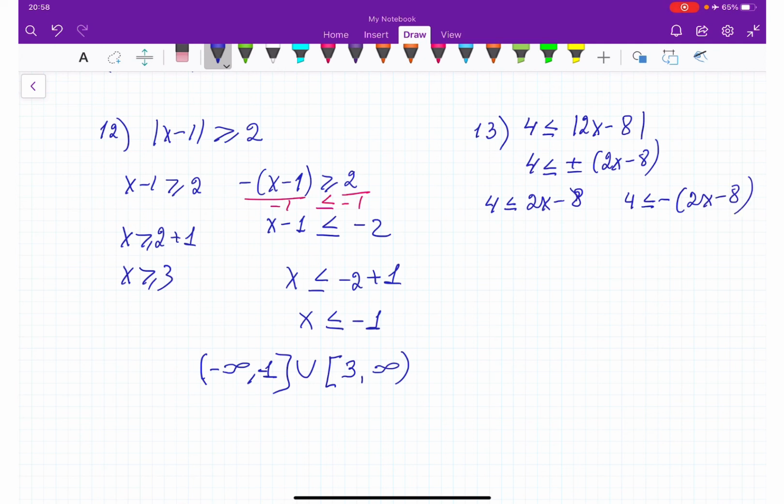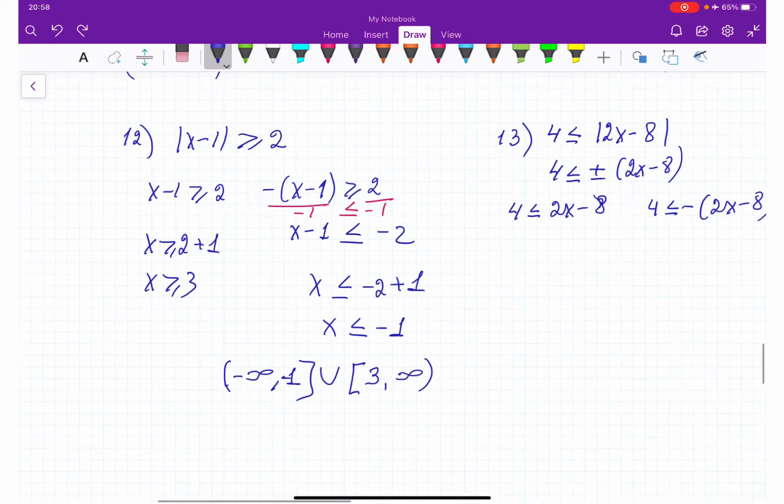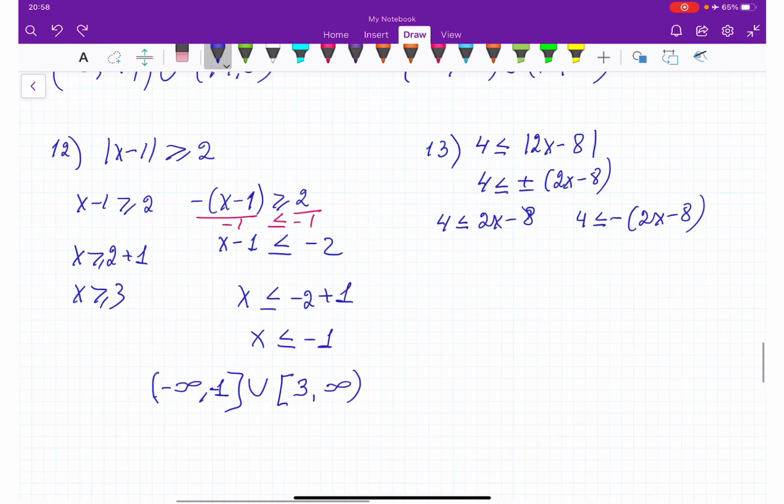All right, let me move 2x on this side. It's going to be negative 2x less equal, moving 4 on the other side, negative 4 minus 8. So negative 2x less equal negative 12, dividing by negative 2, greater equal, and we get x is greater equal positive 6.